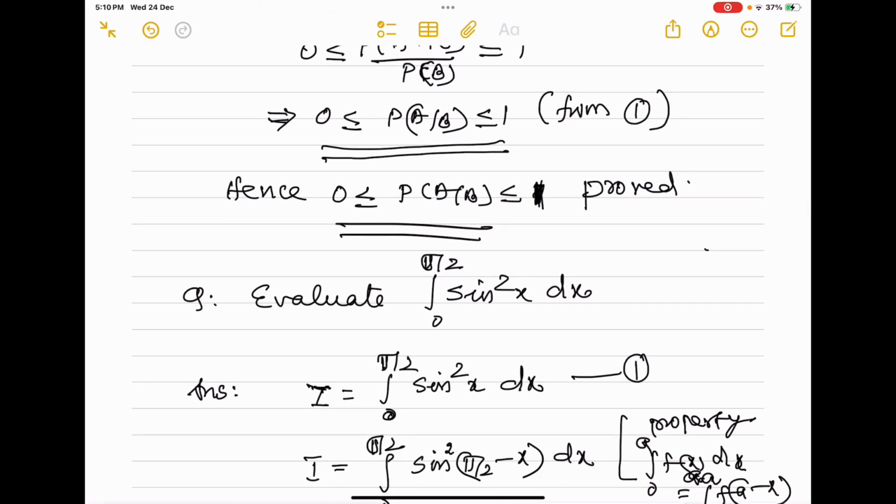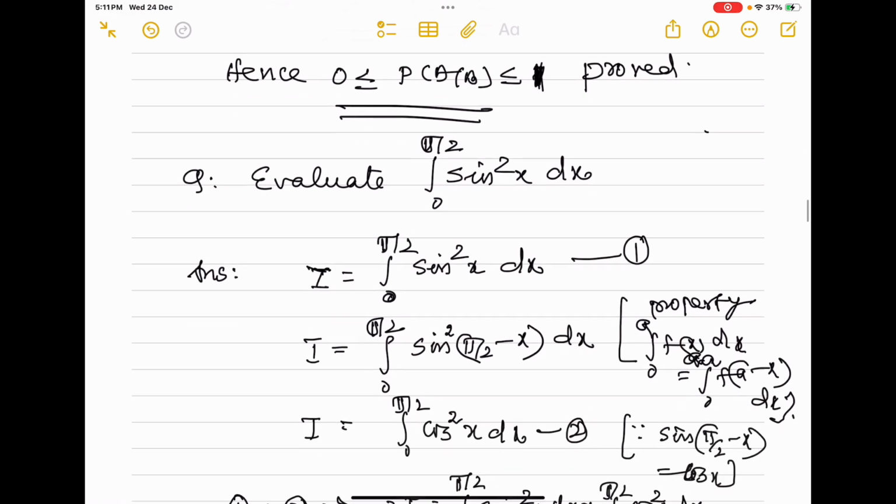The next question. Evaluate the integral from 0 to pi by 2 of sine square x dx. I equal to integral 0 to pi by 2 sine square x dx. Here we can do this in two ways. First one, as usual, integrate and apply the upper limit and lower limit. For that, you should write sine square x as 1 minus cos 2x by 2, then you can integrate it. Otherwise, we can apply the property.